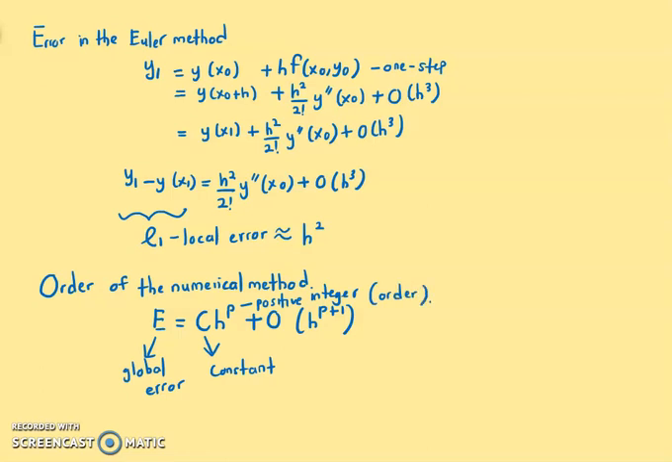So if you look at the local truncation error here, for the Euler method it is proportional to h squared, so that we can say the order is 1, because of this term here. Okay, that's it for the error of the Euler method.